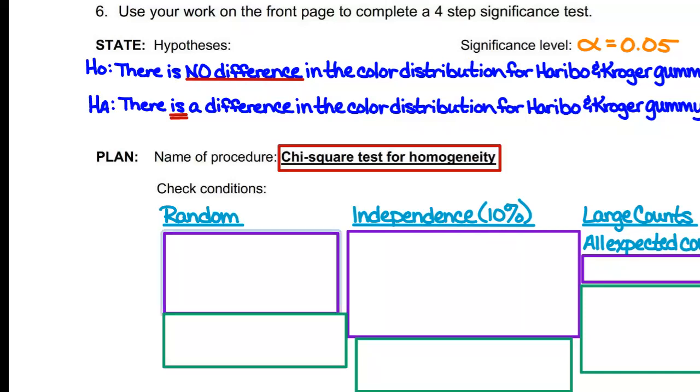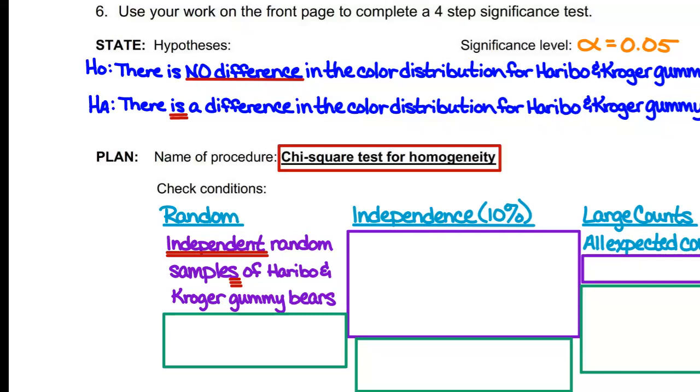Yeah, we're going to assume that each of those bags of gummy bears is an independent random sample from these two companies. They need to be independent of each other. To the best of my knowledge, whoever makes Kroger gummy bears is not the same people that make the Haribo gummy bears. So these are independent samples. And they are random samples. They fill those bags randomly after they mix them all together so that you get a nice smattering of all the different colors. Why do we care about randomness?